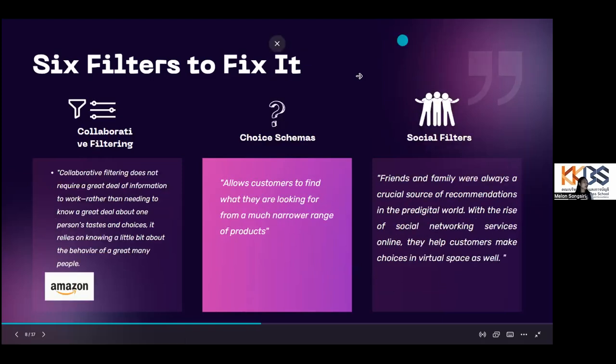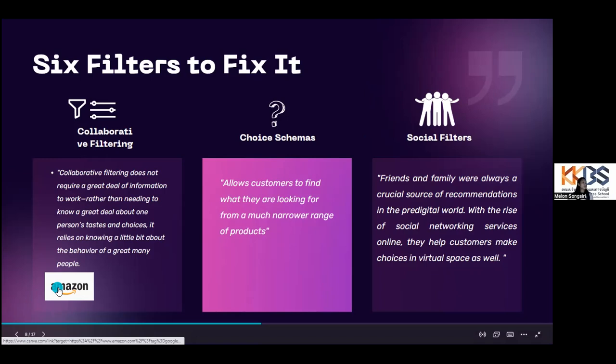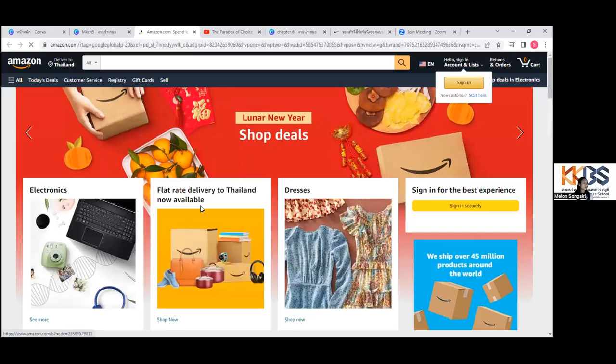Next one is the collaborating feature. The collaborating feature does not require a great deal of information to work. It does not need to know a great deal about one person's taste and choice. It relies on knowing a little bit about the behavior of many people. So I have an example to show you of the Amazon case study. Okay, so now can you guys see my screen?